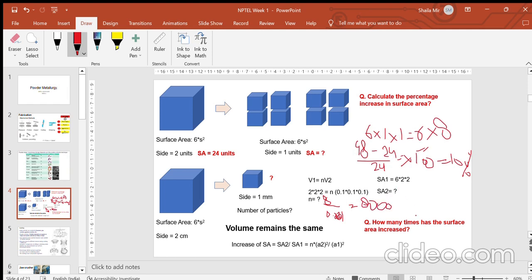Now you have to find out how many times the surface area has increased. So you can calculate the surface area for the first cube and the surface area for the second cube. The surface area for the first cube is 6 times the side square, and the surface area for the second cube is 6 times 1 into 1 into the number of powders that are created, which are 8,000.